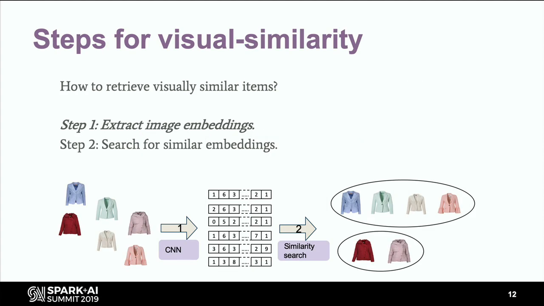Okay, so how can we do a visual similarity search for visually similar items? This is actually quite similar to visual search. It can be broken down into two steps. The first step is to extract the image embeddings, and the second step is to search for similar embeddings.